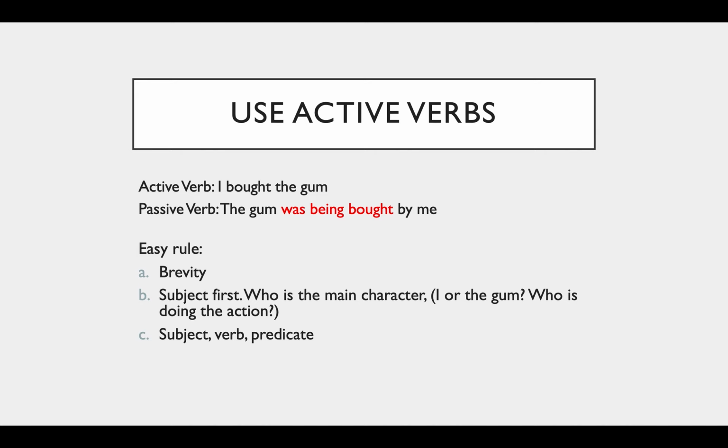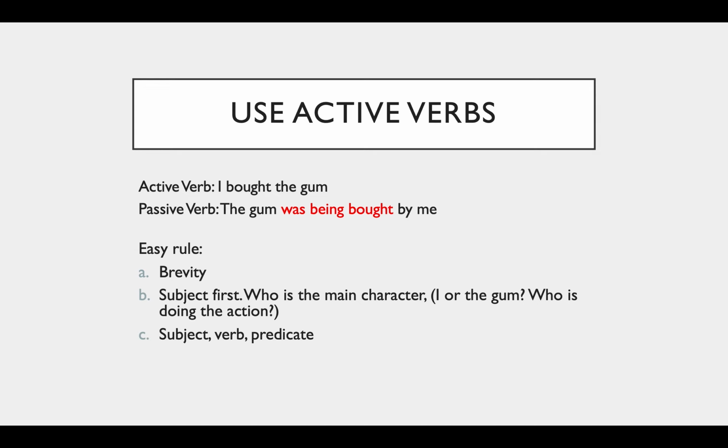But if we want more concrete guidance, then we want to make sure to emphasize the subject of the sentence first. Identify the main character of the sentence, the main subject, and make sure to identify them first in the sentence. So for example, in the sentence, I bought the gum, who is the main character? Is it the gum or is it I? And so once you identify that it's I, you want to bring the I up to the very front.